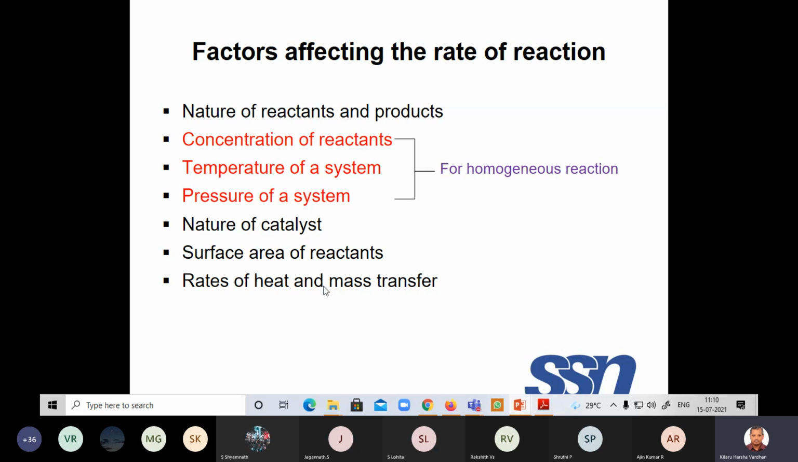This heat and mass transfer plays a very important role in the rate. That all we will study in CRE2. In CRE1, we are discussing about homogeneous reactions. Only these three we'll see. In fact, even the temperature we won't see. Temperature we'll see only in the unit number 4.